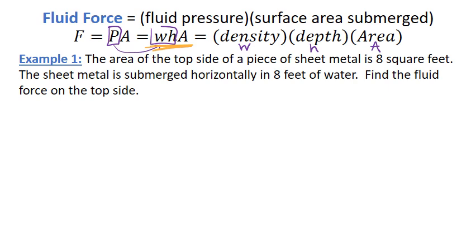So here we come to our first example, and it says the area of a top side of a piece of sheet metal is 8 square feet. The sheet metal is submerged horizontally, so it's flat essentially, in 8 feet of water. Find the fluid force on the top side. So the fact that it is being submerged horizontally is important because we will see what happens when objects are submerged vertically. It's something different.